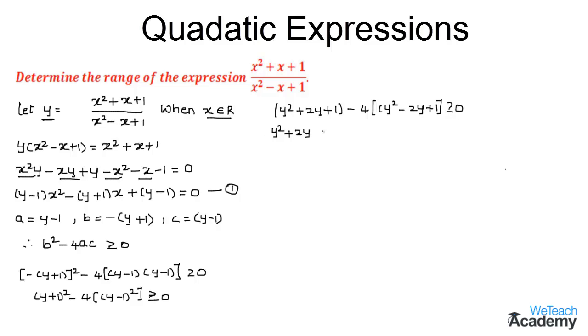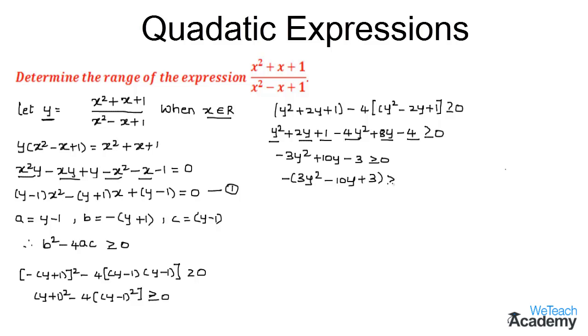So we get y square plus 2y plus 1 minus 4y square minus 4 into minus 2y, which would be plus 8y, minus 4 greater than or equal to 0. Now let us simplify the like terms. So y square minus 4y square would be minus 3y square, and then we have 2y terms, 2y and plus 8y. On adding we get plus 10y, and again plus 1 minus 4 would be minus 3, greater than or equal to 0. So on taking minus as a common factor, we get minus of (3y square minus 10y plus 3) greater than or equal to 0.